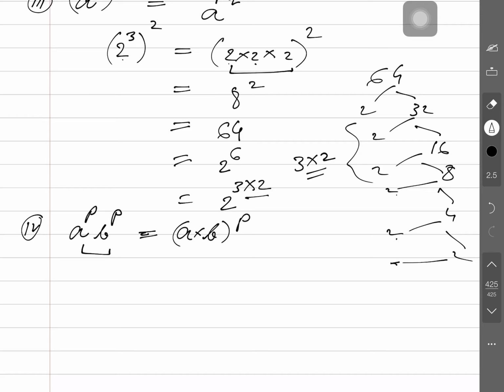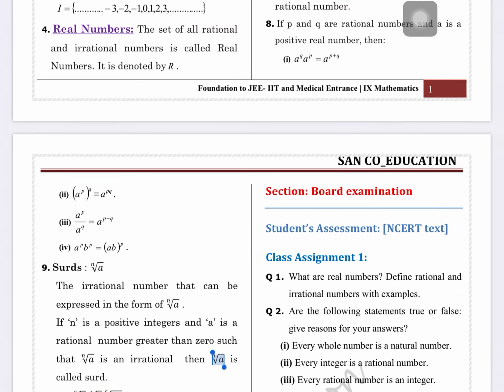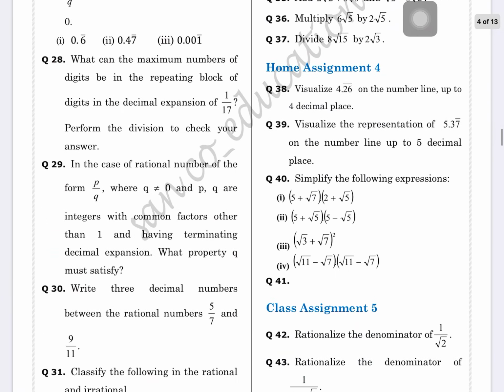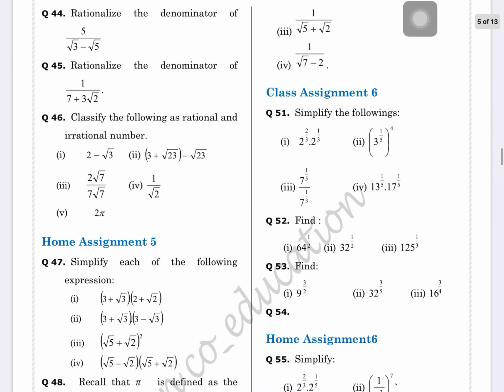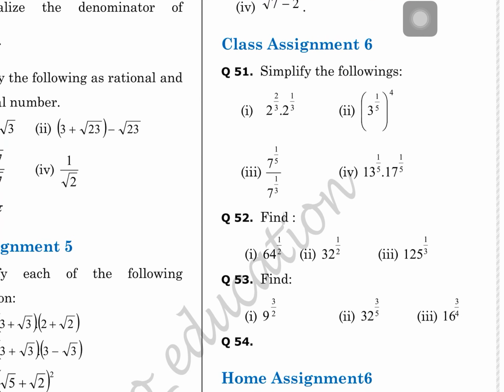Okay. Now, how can we solve questions based on this? See in your NCERT text what type of questions are there on the laws of exponents. Don't you think we will solve many more questions further? Okay. Class assignment 6: simplify the following.